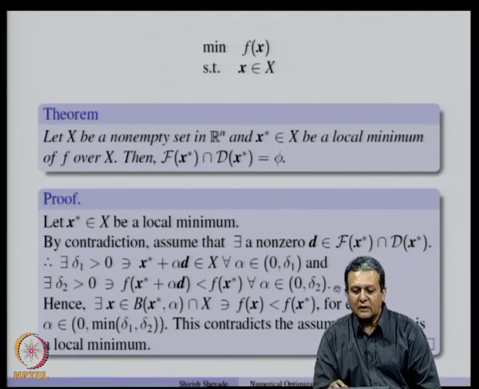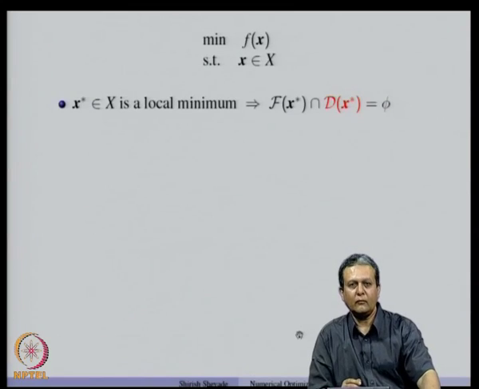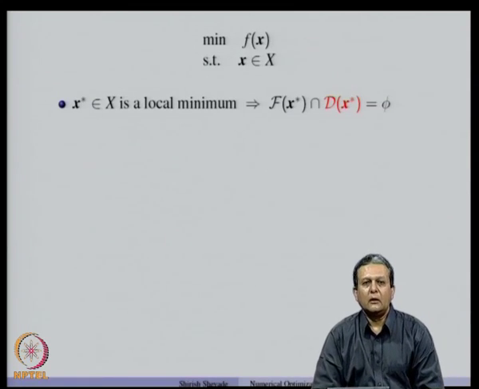because of this contradiction, we cannot have a direction D which is in the intersection of the feasible set and the descent set if x star is a local minimum. So, this contradicts our assumption that x star is a local minimum.